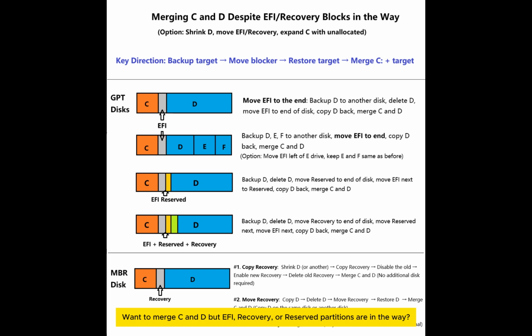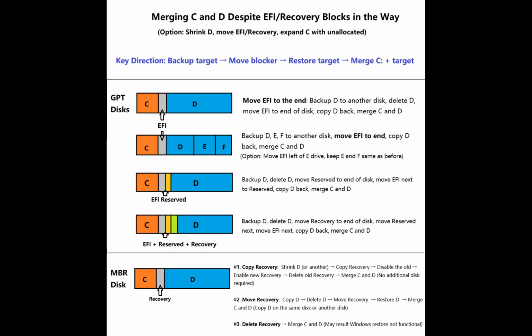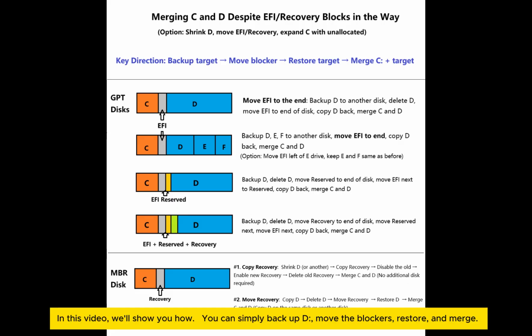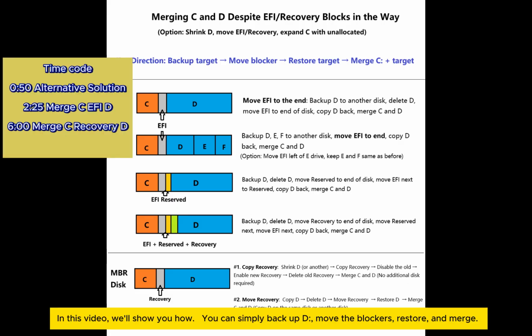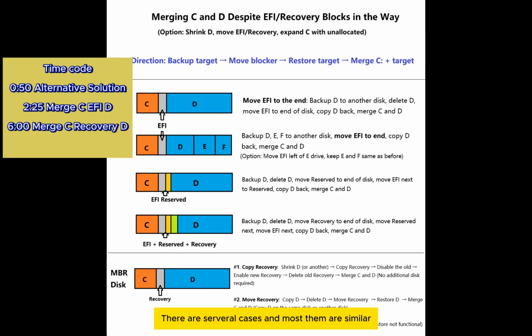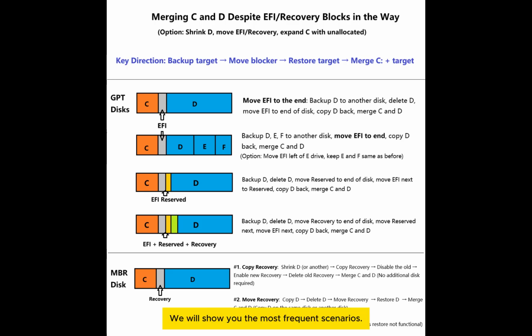Want to merge C and D, but EFI, recovery, or reserve partitions are in the way? In this video, we'll show you how. You can simply back up D, move the blockers, restore and merge. There are several cases and most of them are similar. We will show you the most frequent scenarios and the solutions with a free tool, Partition Resizer.